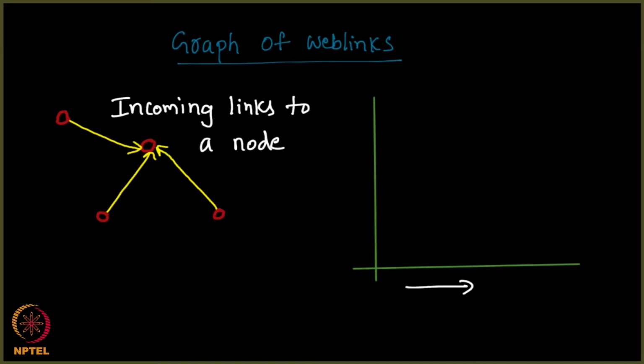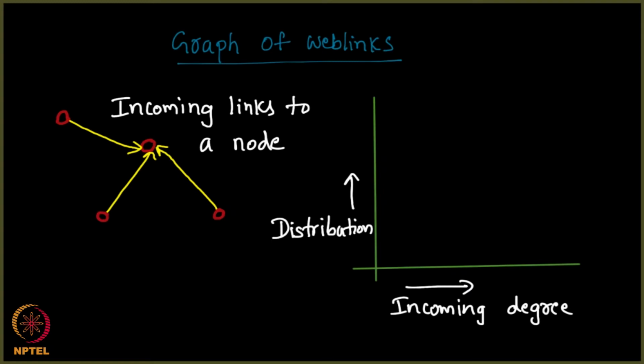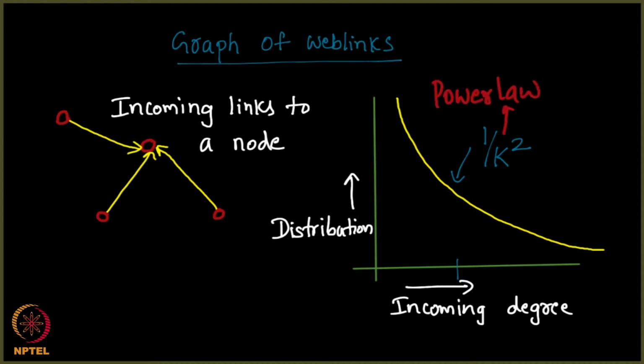Now, let me plot on x and y axis the following. On x axis, I will write the incoming degree. And on y axis, I will draw the distribution, right? And I'll observe what's happening here. I observe that there is a drop like this. Unlike the previous case, we don't see a normal distribution here. And in fact, a closer observation even tells me that this plot very much resembles 1 over k square, where k is the x-axis. It resembles this, right?